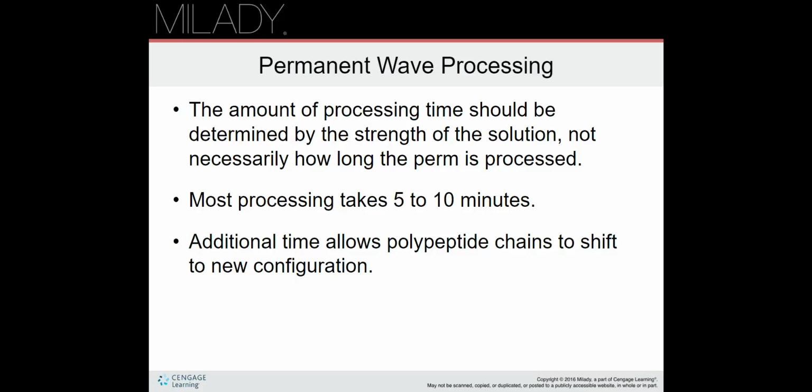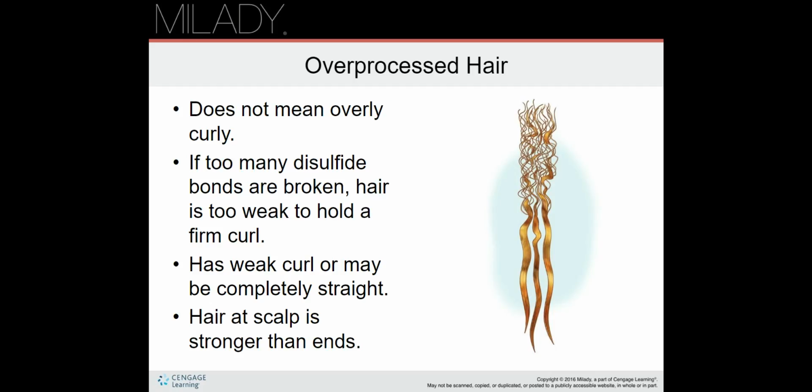And you also want to consider the hair. The more damaged it is, the less time you want to leave it on. Over-processed hair does not mean overly curly. This is what I was talking about earlier. If too many disulfide bonds are broken, hair is too weak to hold a firm curl. It is weak, or the curl may be completely straight. Hair at the scalp is stronger, so that's why the hair at the scalp will be nice and curly, and the ends will be straight. That's what I was talking about earlier.